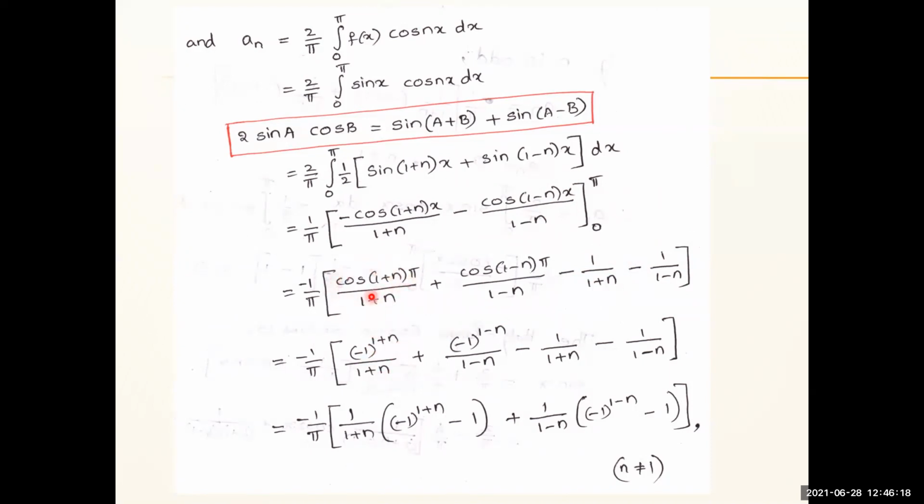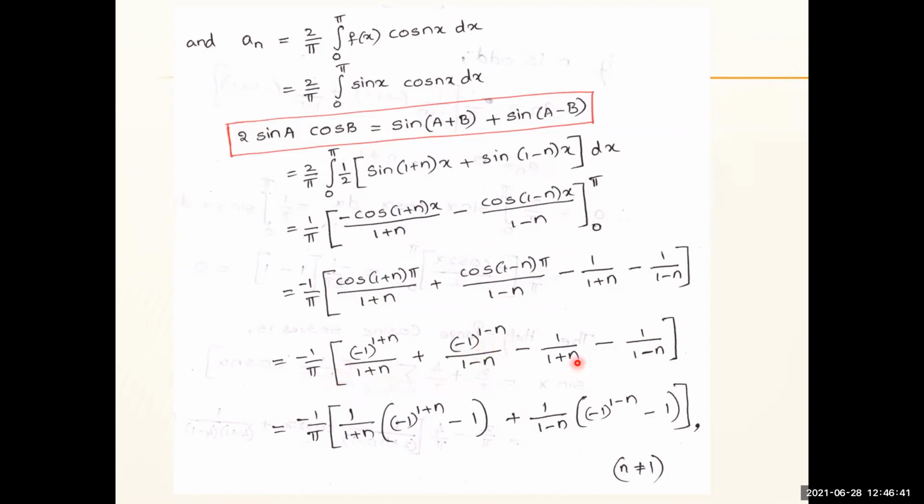I hope you remember this value. When it is cos of (1 plus n) into pi, normally when it is cos n pi, its value is minus 1 power n. And when it is minus 1 to the power of 1 plus n, its value is, you see, cos of (1 plus n) into pi is minus 1 to the power of 1 plus n. So in a similar way, cos of (1 minus n) into pi can be written as minus 1 to the power of 1 minus n.